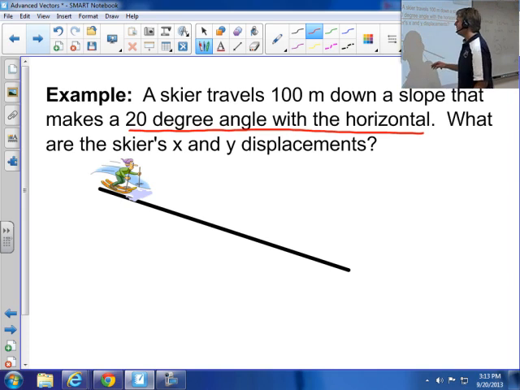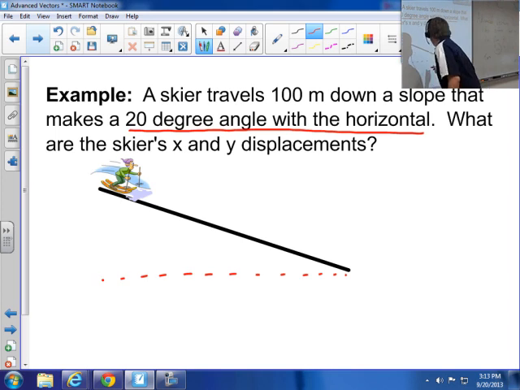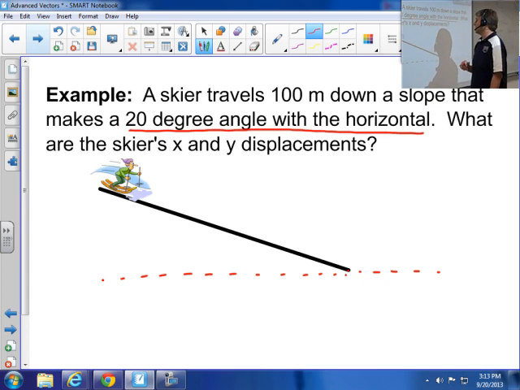Now, horizontal means level with the ground. So in this case, it would be what's running left to right, like our x direction. So the horizontal looks sort of like this. They tell us that the slope makes a 20-degree angle with the horizontal. Well, since it's less than 90, that's got to be this angle. A 20-degree angle with the horizontal has to be this one. So I'm going to label this as 20 degrees.